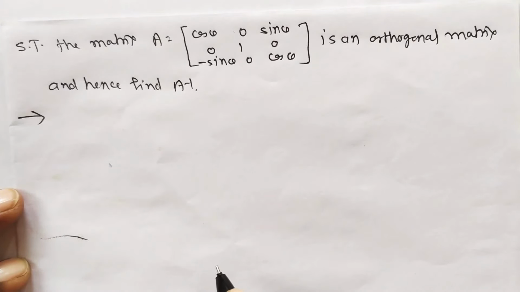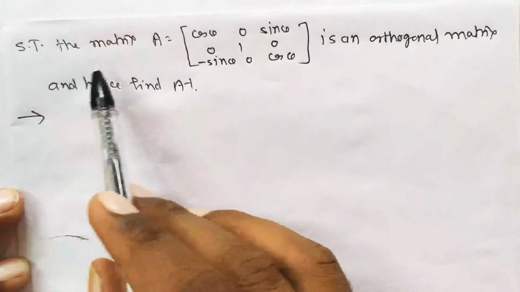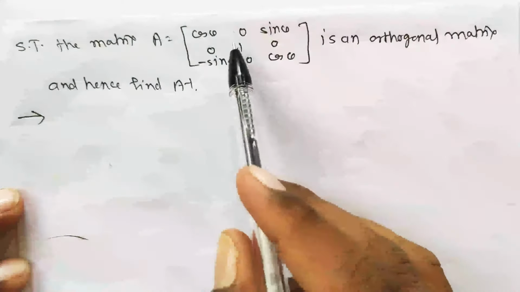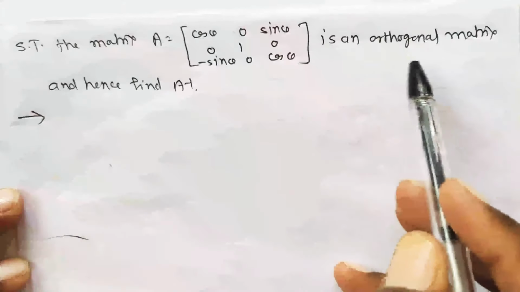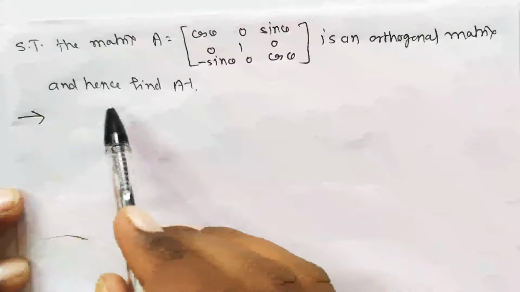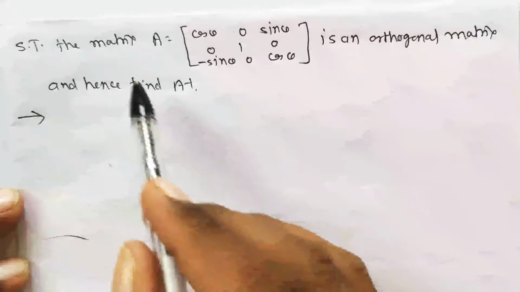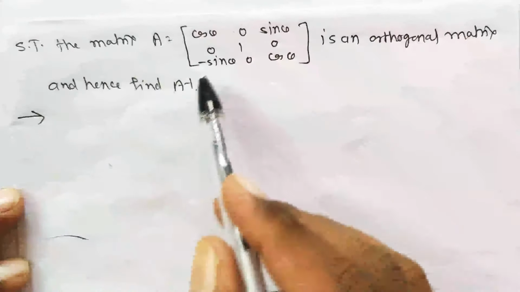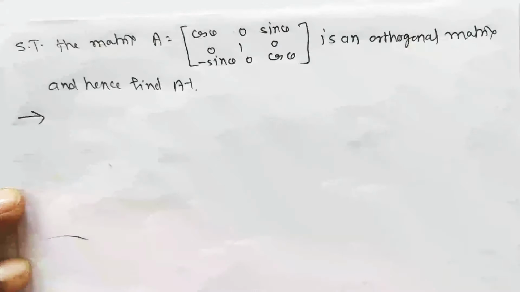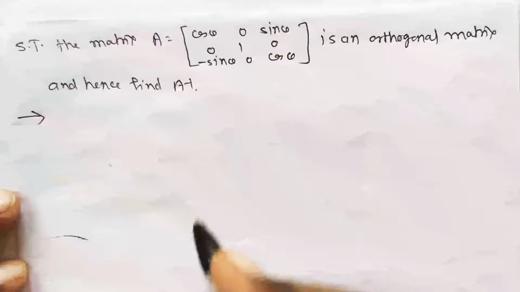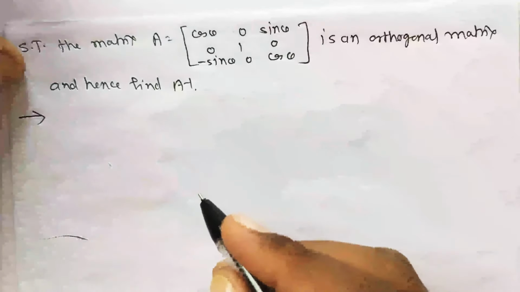Today we are going to take some problems on orthogonal matrix. So first problem is, show that the matrix A is equal to cos theta 0 sin theta, 0 1 0, minus sin theta 0 cos theta is an orthogonal matrix and hence find A inverse. Or sometimes the question may be, examine whether matrix A is orthogonal, and if orthogonal then find its inverse.